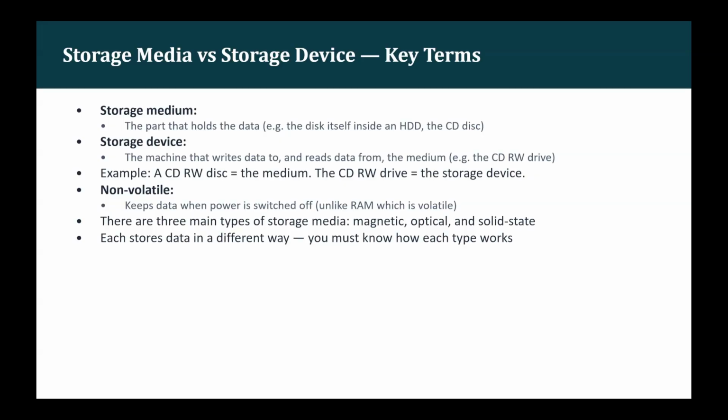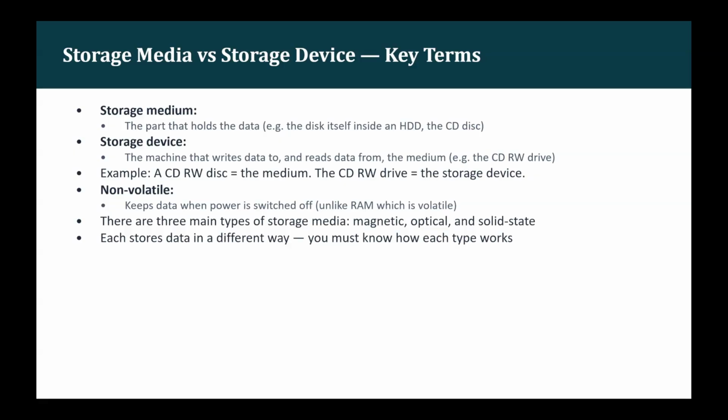Examples are given here. And as I told you earlier, storage devices are non-volatile. They can keep the data when power is switched off, unlike RAM, which is volatile. When you turn off the computer, the data stored in the RAM is gone. But storage devices keep it whether the computer is on or off. And there are three main types of storage media: magnetic, optical, and solid state.